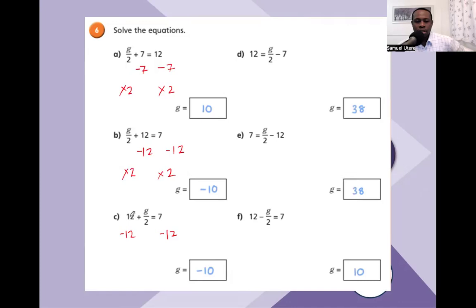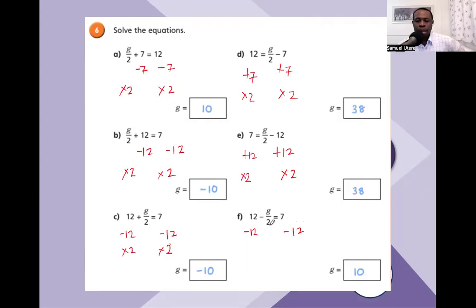You can see this is positive 12. And next, we multiply both sides by 2. Here, we add 7 to both sides. In the end, we multiply both sides by 2. Here, we add 12 to both sides. In the end, we multiply both sides by 2. And the last one here, we subtract 12 from both sides. Okay, we're doing the inverse of getting rid of positive 12.